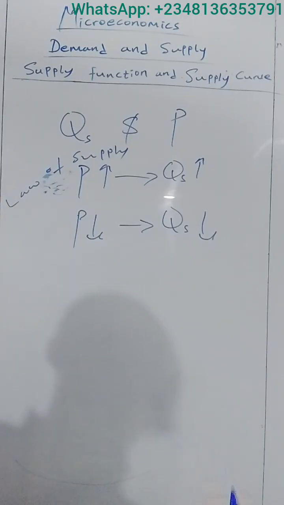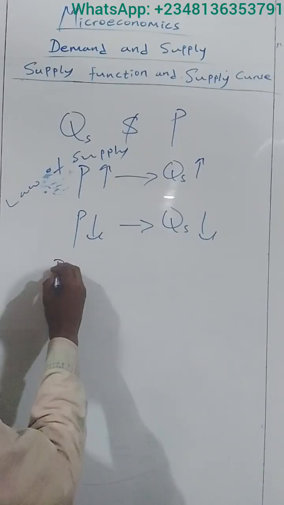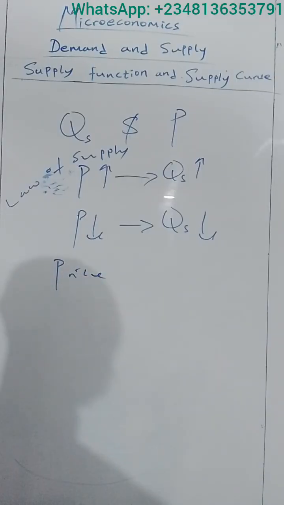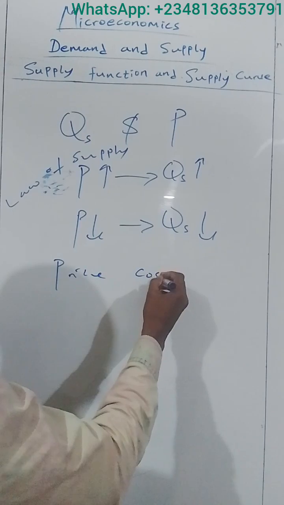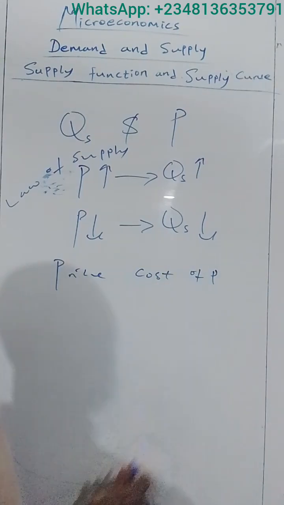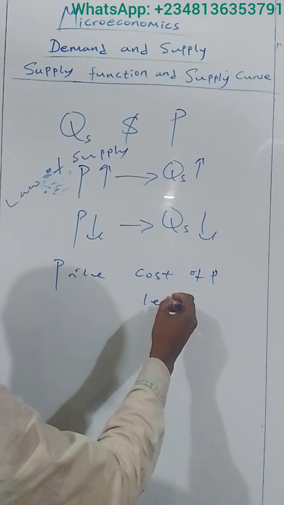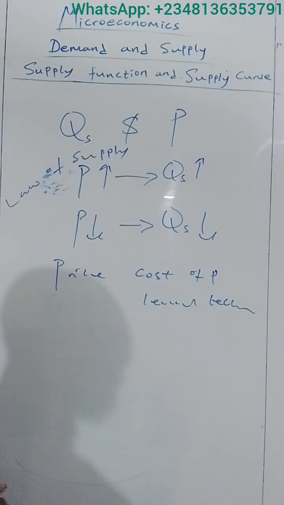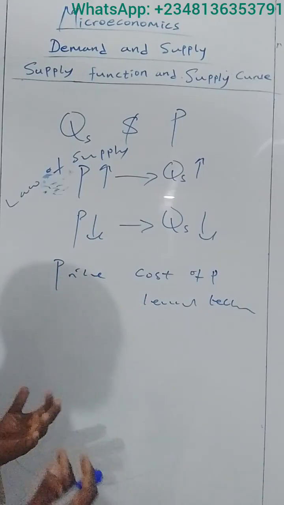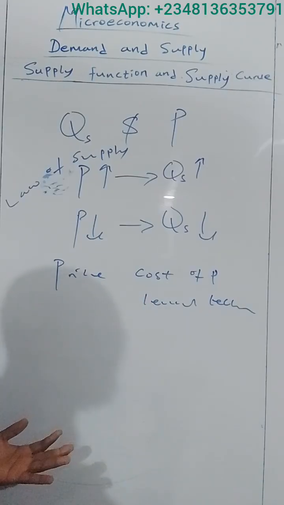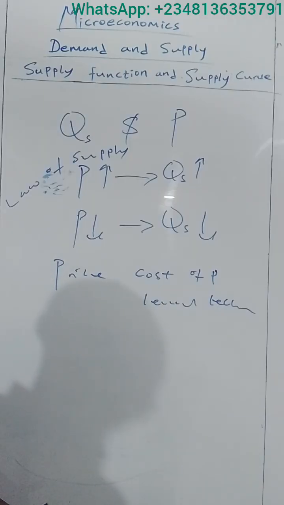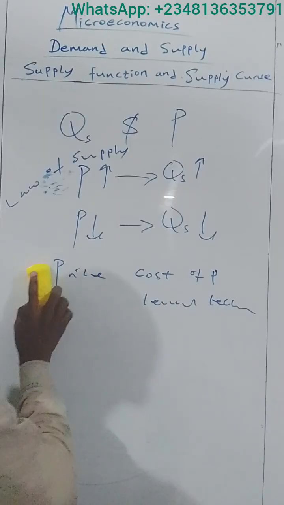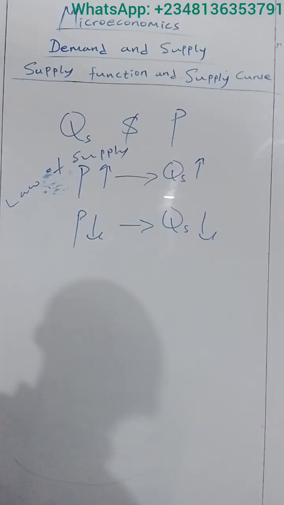So, like I said, determinants of the quantity supplied include the price of the commodity itself, the cost of production, and the level of technology. So if there is a change in the level of technology, maybe an increase, we expect the production to be higher, and therefore the quantity supplied will be higher. Now, when we show this relationship mathematically, we call it a supply function.